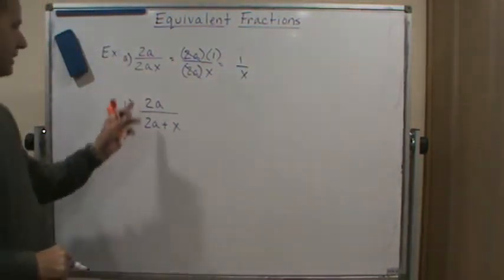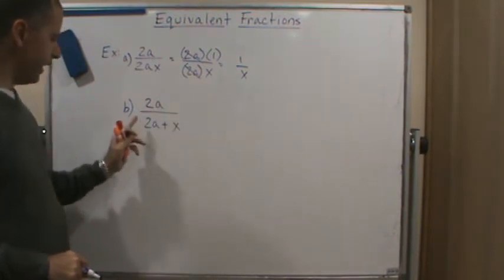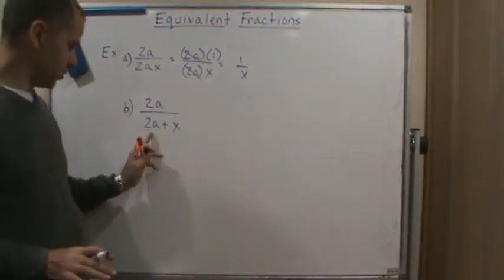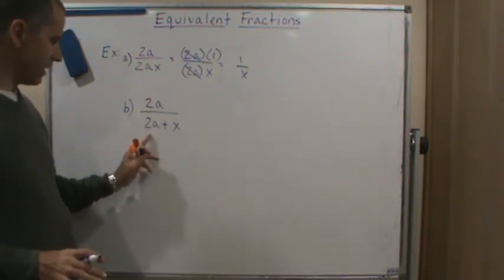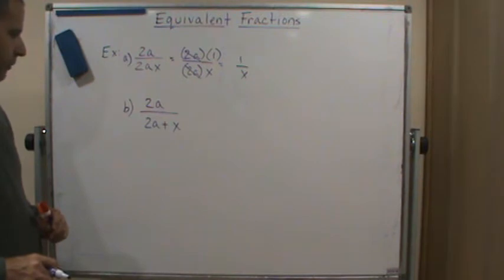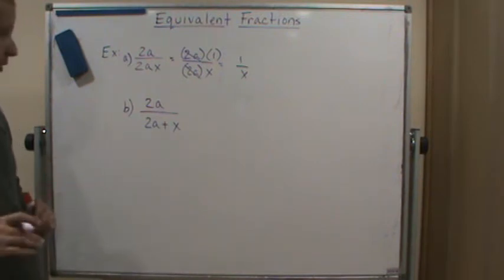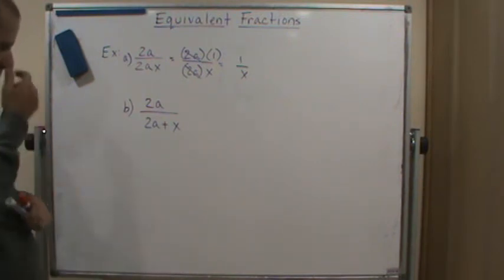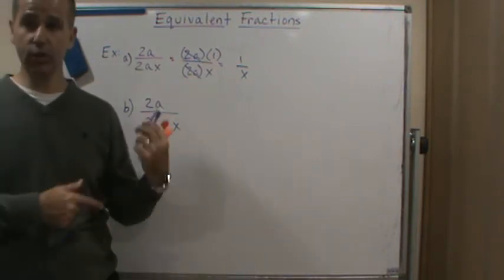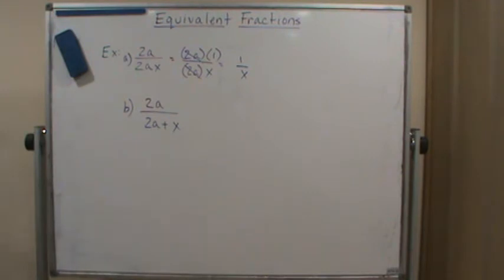Okay, why? Because this was a factor. This here, 2a, is not a factor. It's a term. So you can't cancel these out. Okay? The best you can do, well actually no, there's actually nothing you can do here. You can't even factor anything. So there's nothing you can do with that. Okay? So you're done with that. So it can't be reduced.